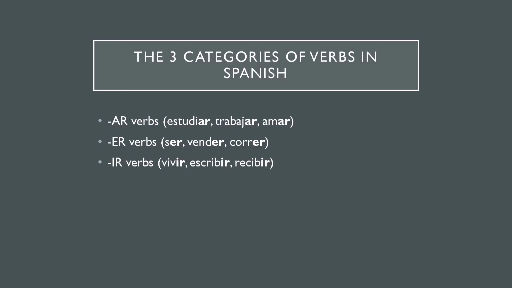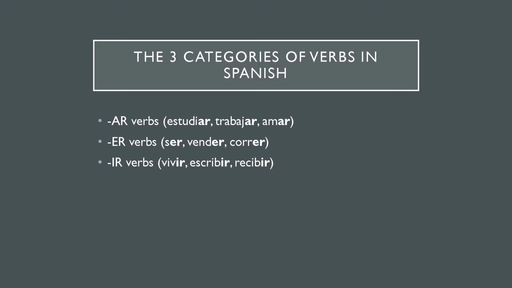Here on screen, you guys can see the three main categories of verbs in Spanish. In Spanish, we have AR verbs, that is, verbs ending with AR, ER verbs, verbs ending with ER, and IR verbs, verbs ending with IR. We have a couple of examples for each of them. For example, with AR verbs, we have estudiar, which means to study, trabajar, which means to work, and amar, which means to love. All of those are AR verbs, they end with an AR.